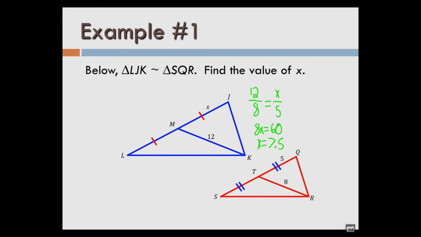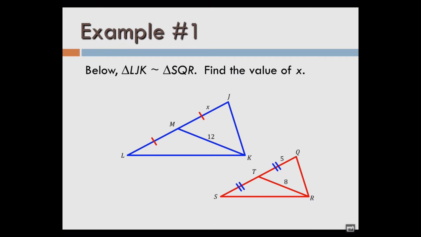You didn't have to necessarily set it up the exact same way he did. He did median over median equals side over side. You could have done median over side equals median over side. A lot of different combinations. And cross multiply, get 7.5. Any problems? Good.